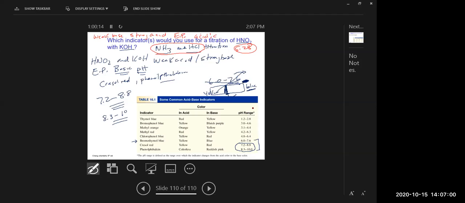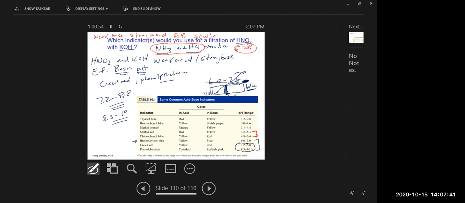So what we would want to do is look for an indicator that will change color within that range. If we go with that as our theoretical pH, probably something in this range would be really good. Again, it covers that range, so we can probably see the color change, and be able to witness that color change occur when we do our titration.